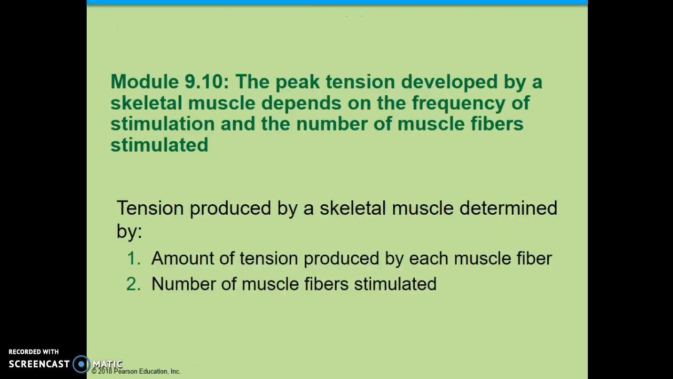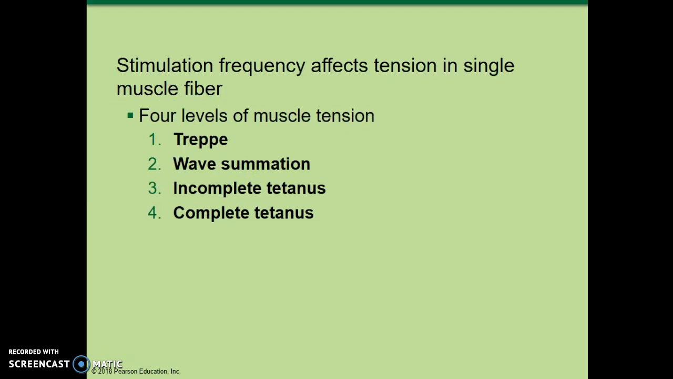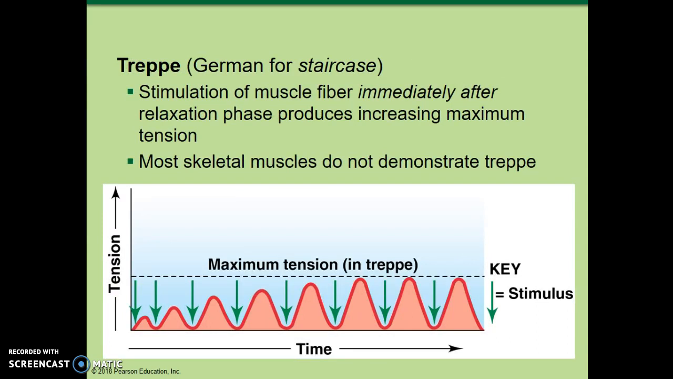The peak tension developed by the skeletal muscle depends on the frequency of stimulation and the number of muscle fibers that are actually being stimulated. There are 4 levels of muscle tension: treppe, wave summation, incomplete tetanus, and complete tetanus. Treppe, German for staircase, shows the stimulation of the muscle fiber immediately after relaxation. And this is going to produce increasing maximum tension. Most skeletal muscles do not demonstrate this.